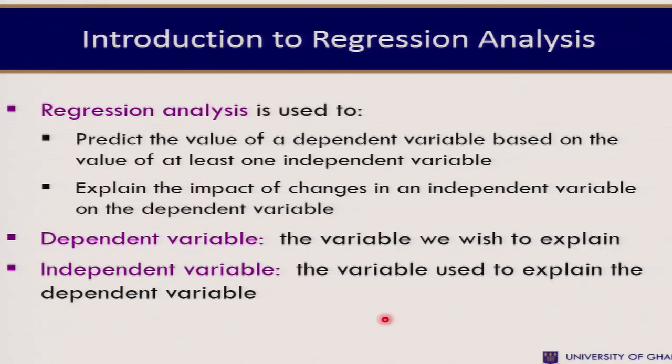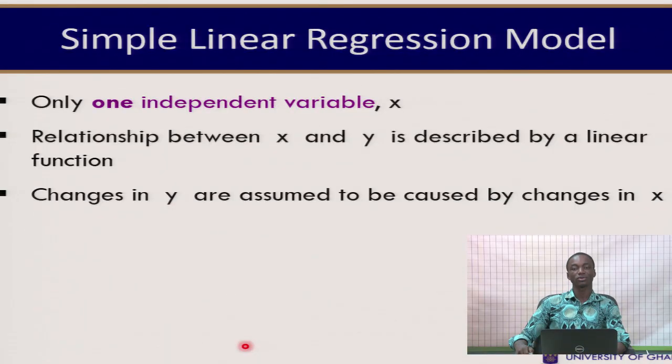It's going to help us to explain the impact of changes in an independent variable on a certain dependent variable. By way of explanation, when we say dependent variable, it means the variable that we wish to explain. When we say independent variable, it just means the variable we would use to explain the dependent variable. So more likely, we will say that the dependent variable actually depends on the independent variable. There are various kinds of regression models. We have a linear regression model, we can have logistic regression models, and various other forms of regression models.